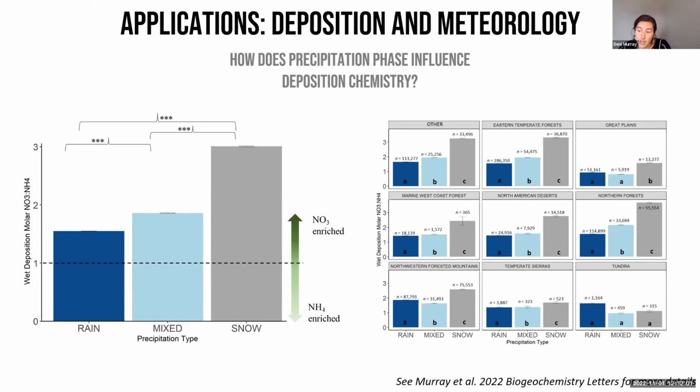Currently, this type of time-pairing approach is the only way to associate wet deposition chemistry and precipitation phase, because many of the NADP sites do not have co-located weather stations. And so we provide this type of calculation within our data pipeline. And there are many other applications that this type of function can be used for.